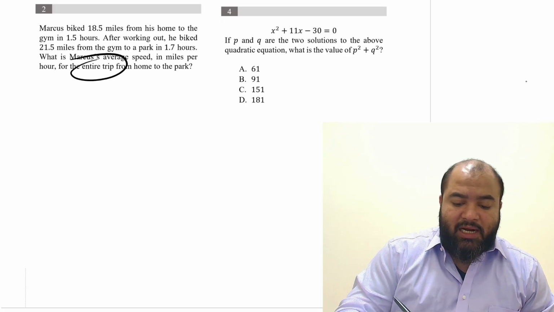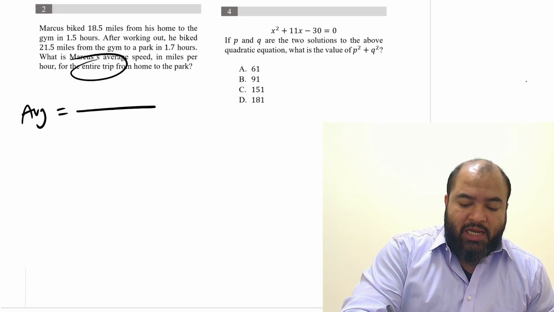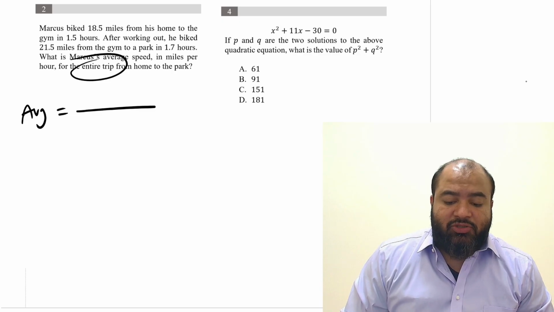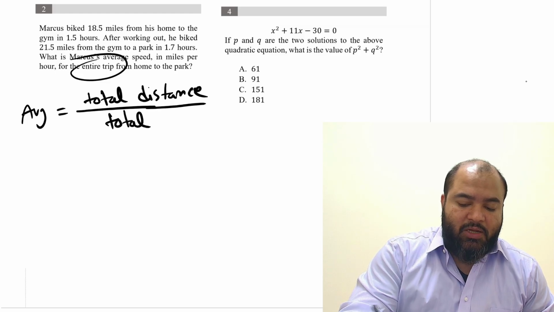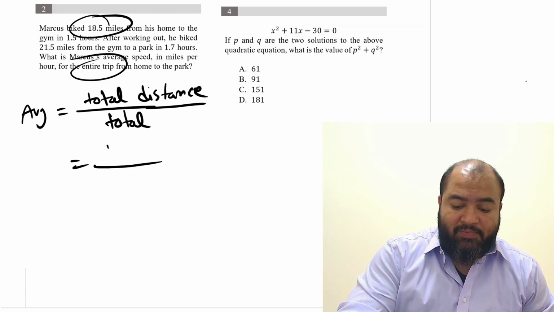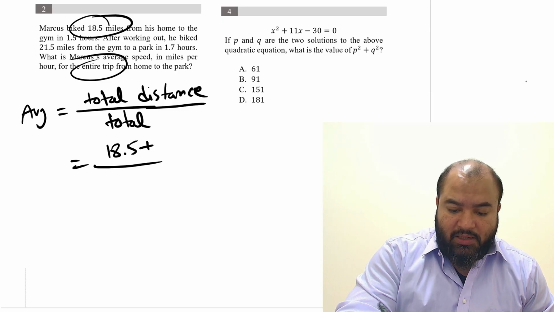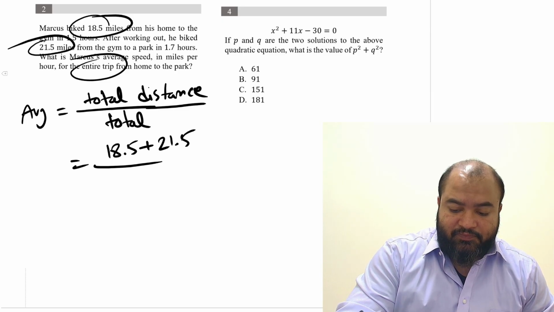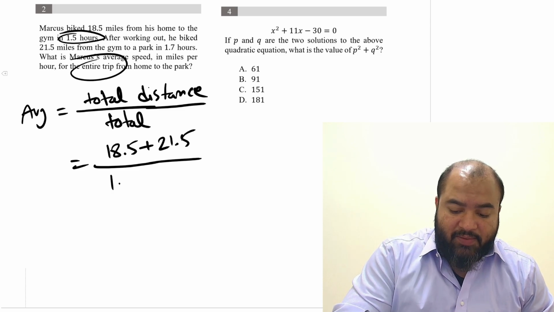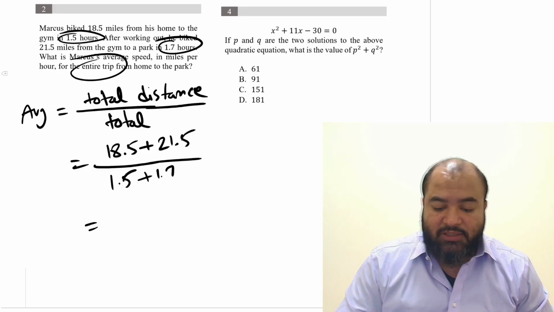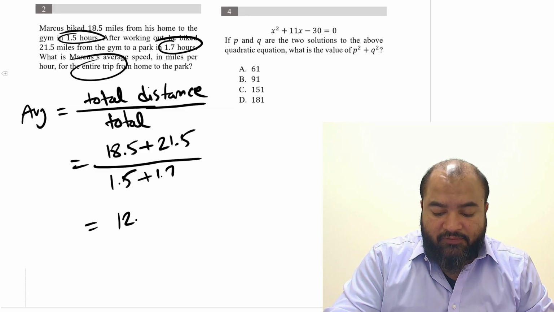If you want to find the entire trip average, I sometimes call it the grand average. So the entire trip would be the total distance traveled over the total time. Whatever the total distance is, 18.5 miles first, plus he did 21.5 miles, over the total time it took. The first trip was 1.5 hours. The second one was 1.7 hours. Now you just calculate it. So it's 12.5. That's the answer. 12.5 miles per hour.